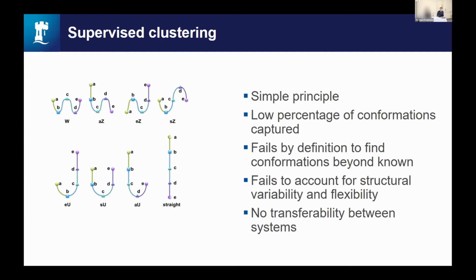So yes, it's a simple principle. You can use it, but you have a low percentage coverage of conformations. It fails by definition because you put it in, it fails to account for variability beyond this system, and it has no transferability at all. Remember that our data set is complex in the sense that the molecules are not all the same size. We have different chain lengths in between, which have a significant effect, and different chemical functionalities as well. So now let's go to PCA, which is why I introduced it before.